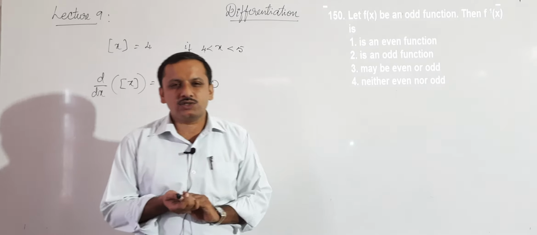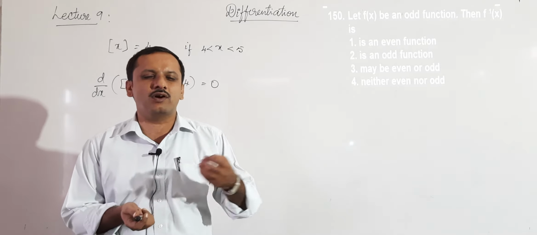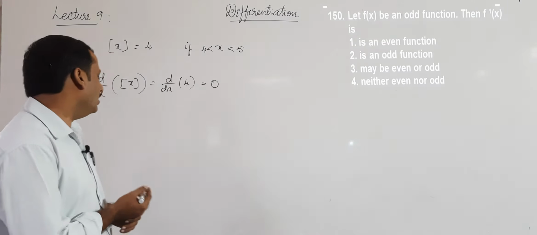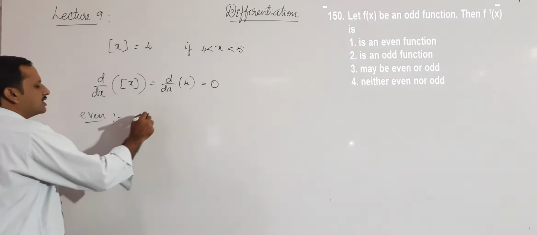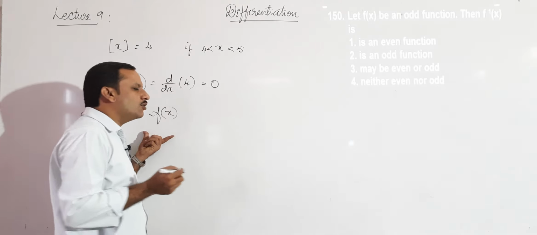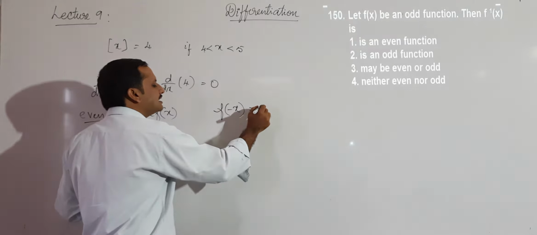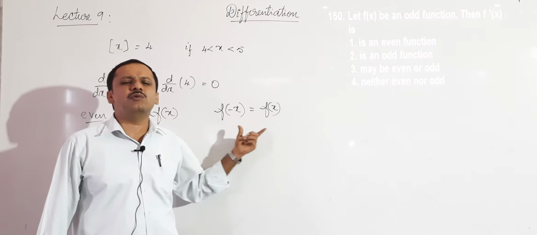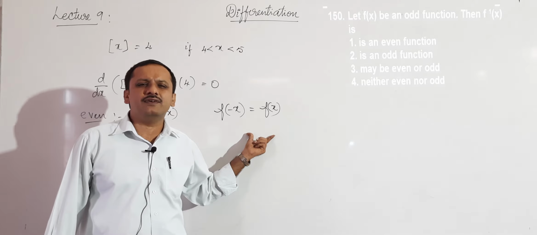Students, do you know what are odd functions and even functions? I will briefly explain what is an odd function and what is an even function, and after that I will solve this problem. A function f of x is said to be an even function if f of minus x is equal to f of x. If f of minus x is equal to f of x, then we say that f of x is an even function.